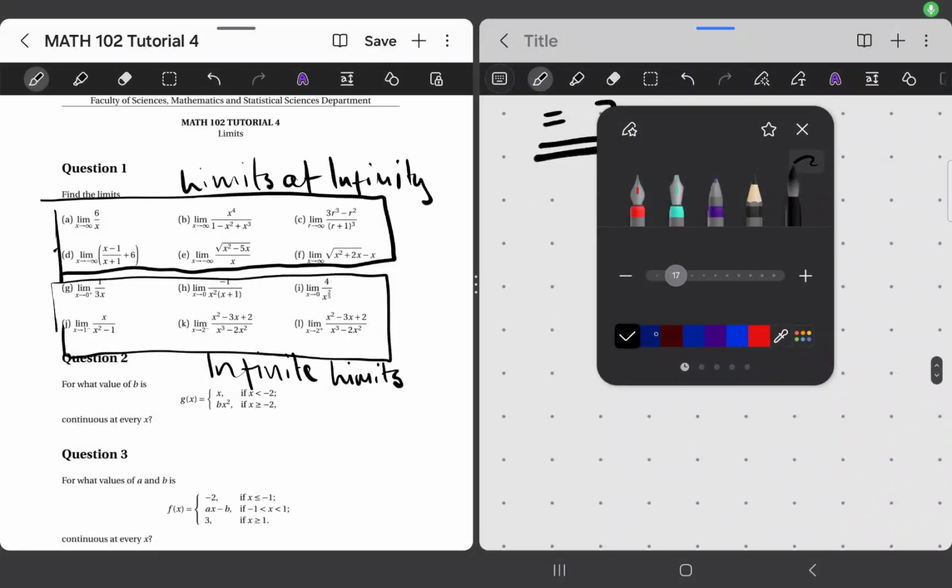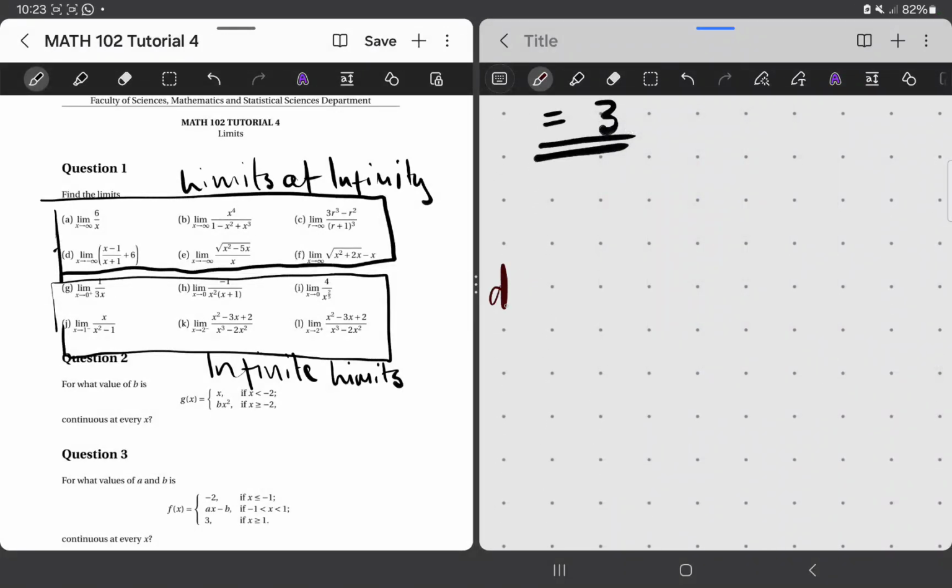We are not stopping. We are going on. We are now at part D, which is saying the limit. Let's have it. The limit as x approaches negative infinity of x minus 1 all over x plus 1, then we have a plus 6 like this.